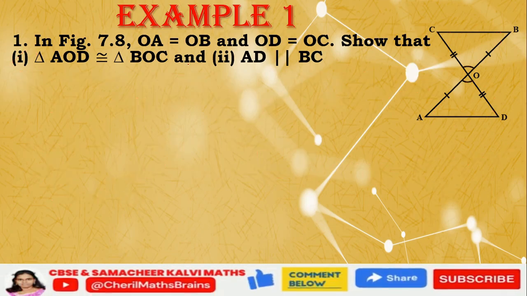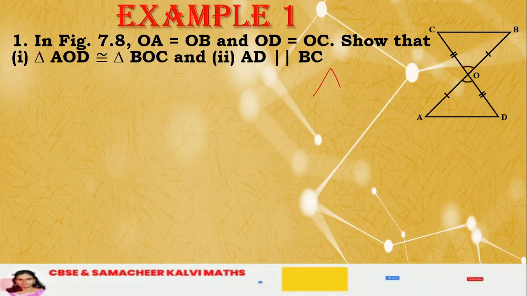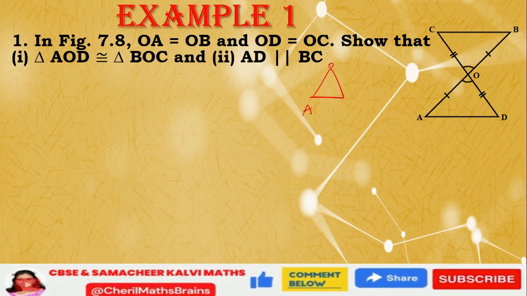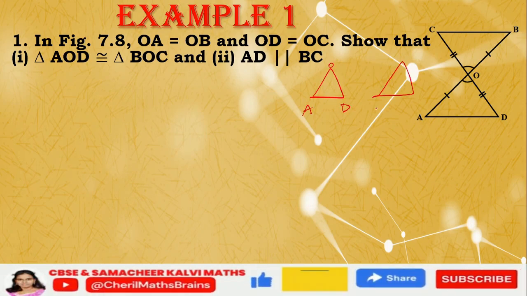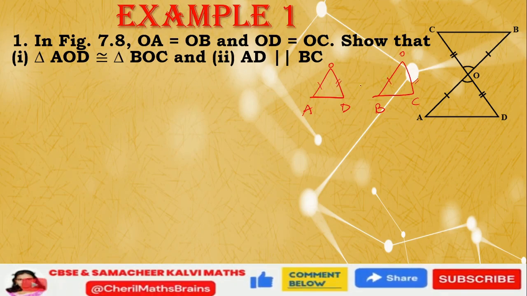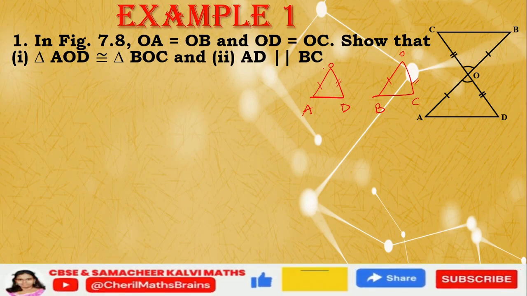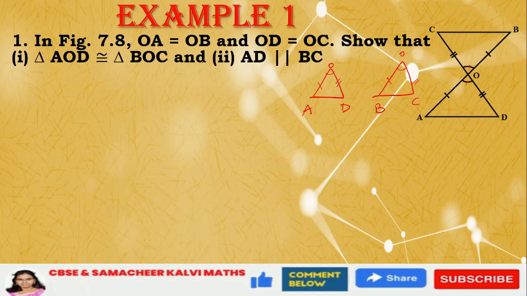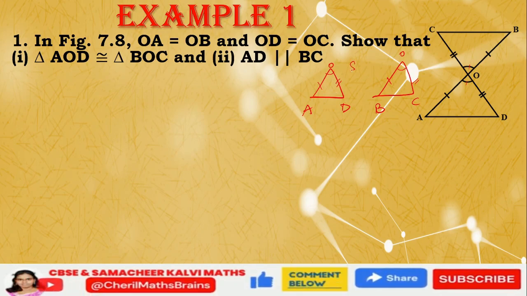So first, what did we do? We redrew the triangles as AOD and BOC, and then we checked for all that is equal. We are already given that OA and OB are equal, and OD and OC are equal. Then we could say that angle AOD is equal to angle BOC because they are a pair of alternate angles. With that, we were able to say by SAS congruency that these two triangles are congruent. So the first one was proved.